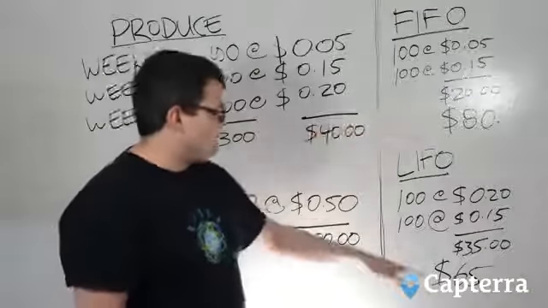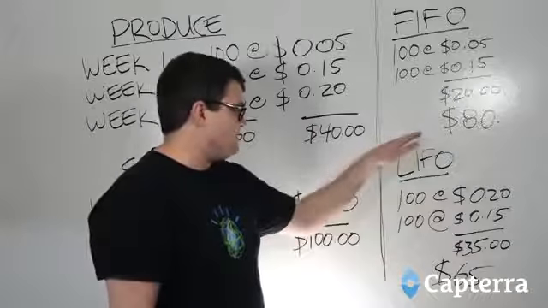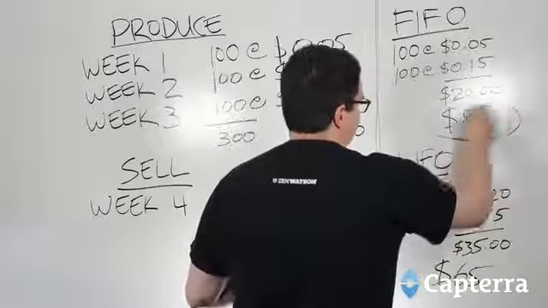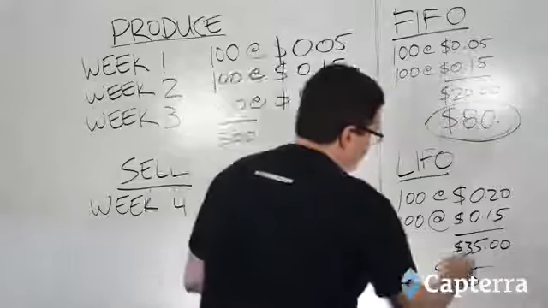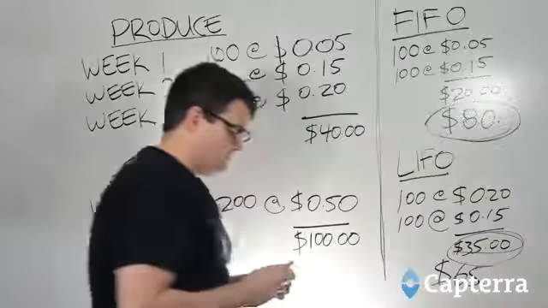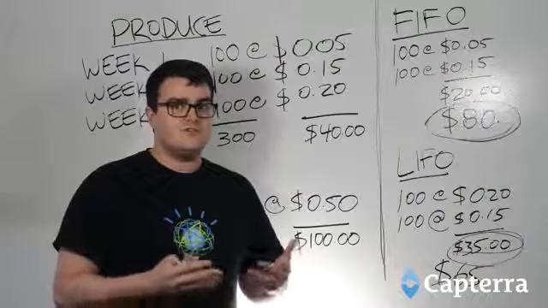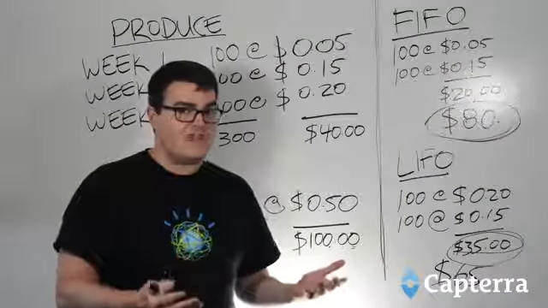So the reason that you would pick one of these different methods is to either maximize your profit, which you do here, or maximize your cost, which is what you do here. The reason you might want to maximize your cost is in order to pay a smaller amount of taxes than you would.